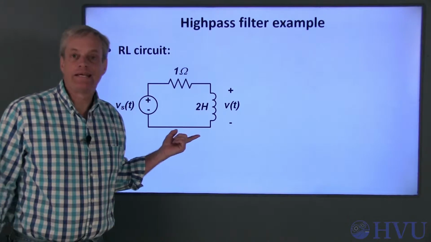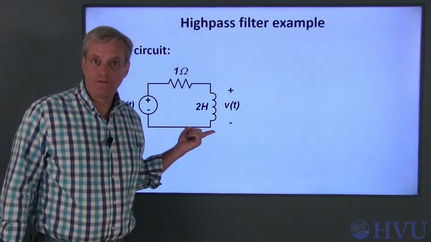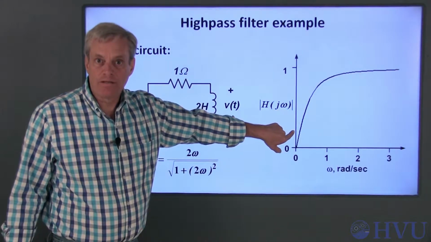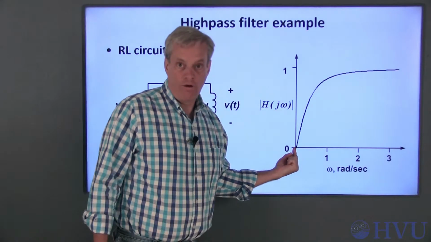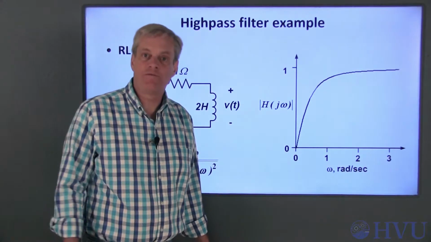This circuit is my second example. The input's a voltage source and the output is the inductor voltage. This is the frequency response, and this is the plot of the magnitude response. The response is low at low frequencies and high at high frequencies. So this is a high-pass filter.